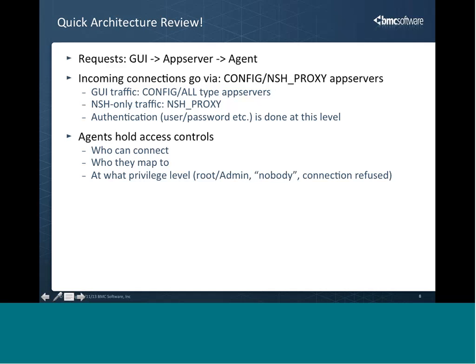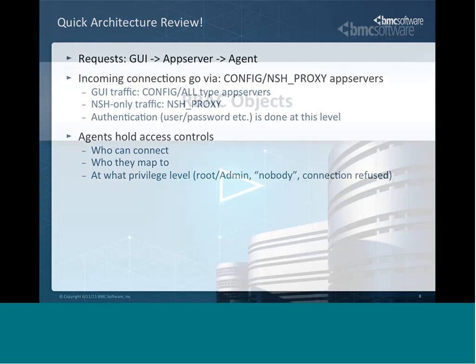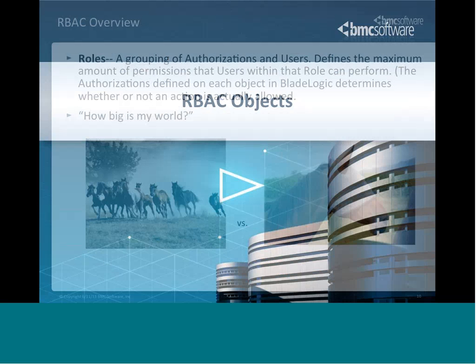So authentication is done between the GUI and the app server. Connections traditionally will go through the app servers. And then the agents themselves hold these access controls. That's going to be important later because we're going to talk about how these access controls get out to the agents. All right, so let's talk about objects real quick.